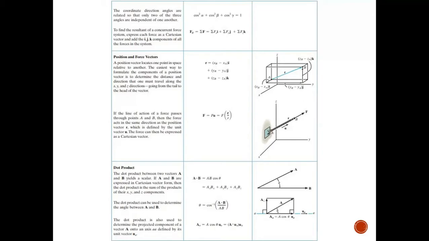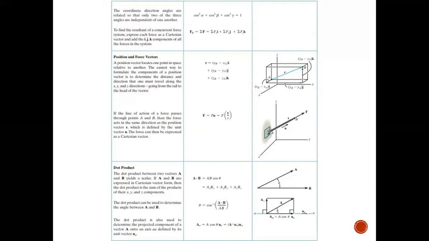To find the resultant of a concurrent force system, express each force as a Cartesian vector and add the ijk components of all the forces in the system, which is shown here. To find the resultant of the concurrent force system, we can use this formula. The position and force vector. A position vector locates one point in space relative to another. The easiest way to formulate the components of a position vector is to determine the distance and direction that one must travel along the xyz directions, going from the tail to the head of the vector.